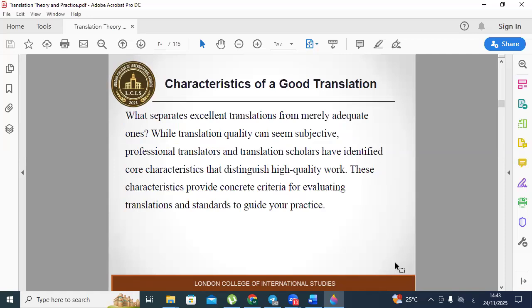Characteristics of a good translation: what separates excellent translations from merely adequate ones? While translation quality can seem subjective, professional translators and translation scholars have identified core characteristics that distinguish high quality work. These characteristics provide concrete criteria for evaluating translations and standards to guide your practice.